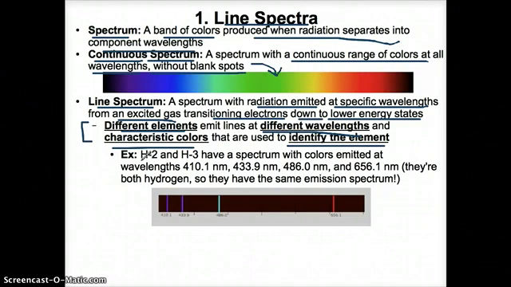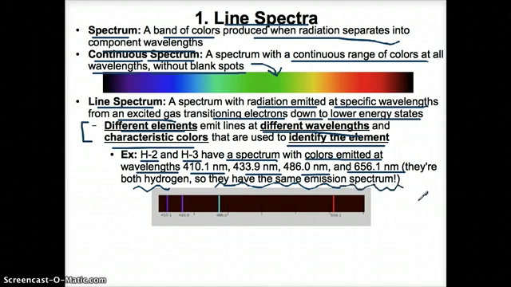All right, to further drive that point home, look at the isotopes hydrogen 2 and hydrogen 3. Even though they are different forms of the element hydrogen, since they're both the same element, hydrogen, they will still have the same exact spectrum with colors emitted at the same wavelengths of 410 nanometers here, 433.9 nanometers here, 486.0 nanometers here, and 656.1 nanometers here. And that's because they're both hydrogens, so they have the same emission spectrum. Even though they may differ in the number of neutrons and their mass number since they're isotopes, they still will have the same emission spectrum because they're still the same element.